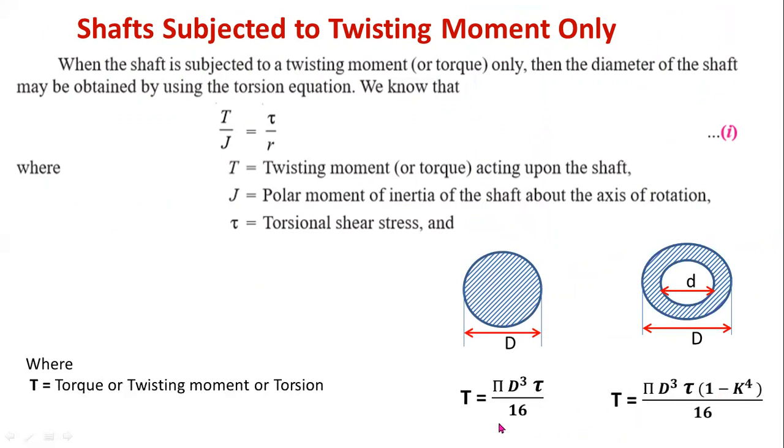Now from these two formulas, you can determine the suitable diameter of the shaft. To determine the size of a solid shaft, you have to use this formula. To determine the size of a hollow shaft, you have to use this formula. Here K equal to inner diameter of the hollow shaft divided by outer diameter of the hollow shaft.